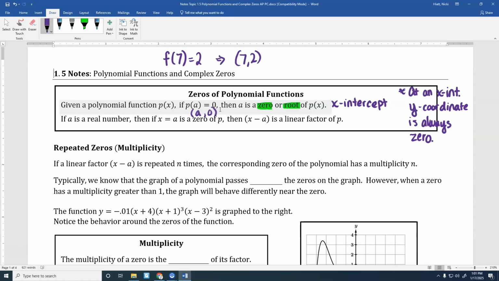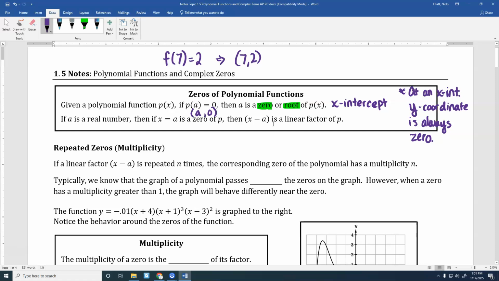Okay. If a is a real number, so a real number is any number that does not involve an i. So it can be positive, negative, fractions, decimals, even irrational numbers like the square root of 2 or something like that. Those are all real numbers. So if a is a real number, meaning it does not have an i with it, then if x equals a is a 0, then x minus a is a linear factor of p.